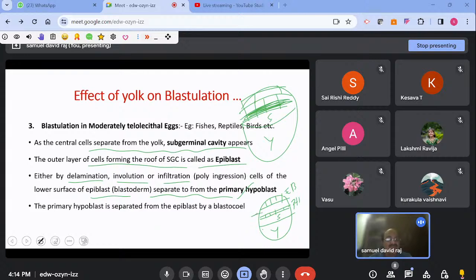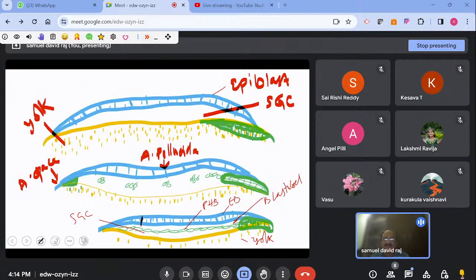And a new cavity is formed between epiblast and hypoblast. Let us say this is the epiblast with three layers, and the first two layers are separated from the third layer. So between these two there is a space created, and that space is now called the blastocoel. So the primary hypoblast is separated from the epiblast by a blastocoel. Now let us see this in the form of a diagram.